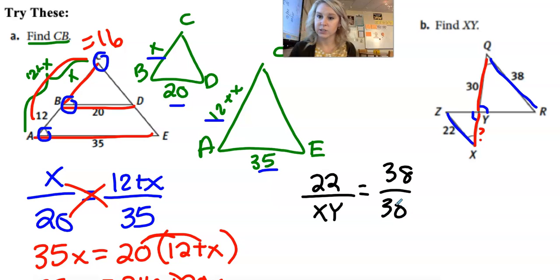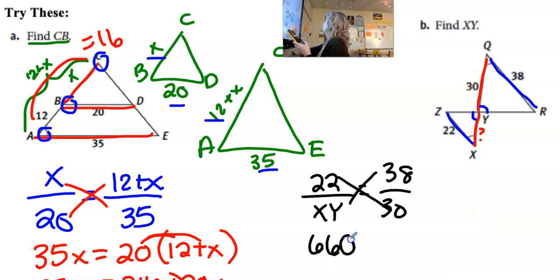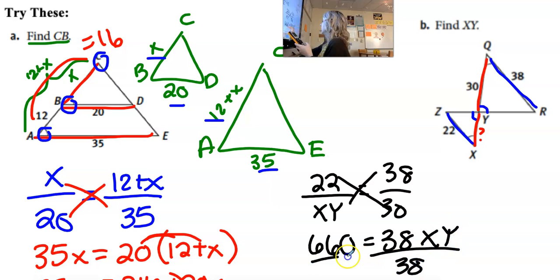Again, tons of ways to do it. You could have said 30 over X equals 38 over 22. Tons of different ways. But I'm going to cross multiply 22 times 30, 660 equals 38 XY. Get rid of the 38 by dividing. So my final answer is 17.36842, which is a long decimal, so 17.4. So XY is going to be 17.4.